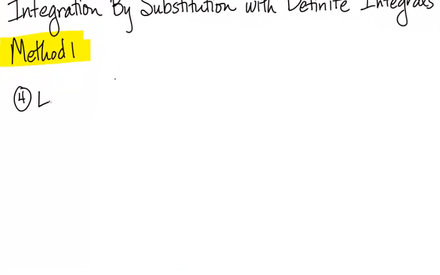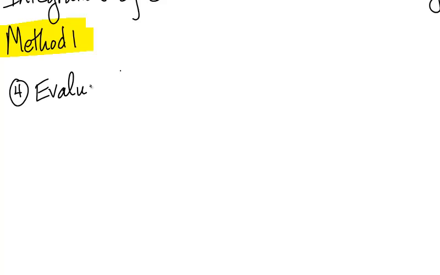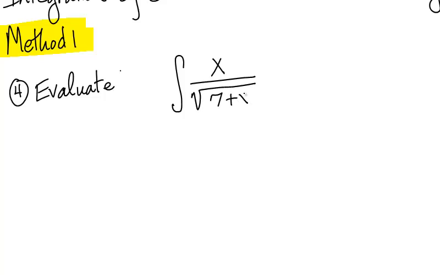Okay, and it's still going to say evaluate or simplify. Okay, and this one is the definite interval. Up in the numerator is x. It's all over the square root of 7 plus x squared with respect to x. And we're going to go from -1 to 3. Okay, it's the definite interval of x divided by the square root of 7 plus x squared with respect to x from -1 to 3.